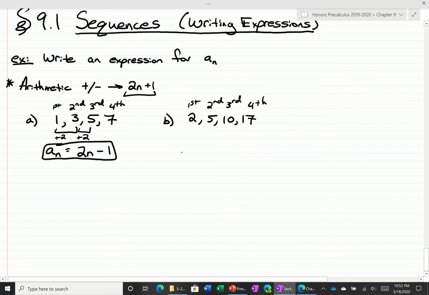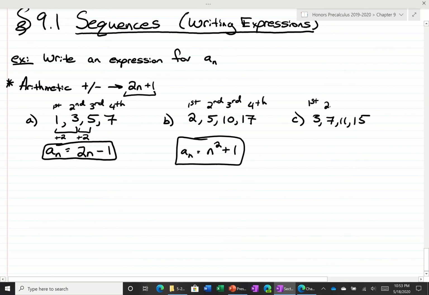Now this doesn't look like an arithmetic sequence, so let's see if we can figure out something else. Well, right away I could see 1 squared is 1, plus 1 is 2. 2 squared is 4, plus 1 is 5. 3 squared is 9, plus 1 is 10. So it looks like we're going to be taking the nth number, squaring it, and adding 1. It's just a matter of finding the pattern. How about 3, 7, 11, and 15? We have the first, second, third, and fourth.